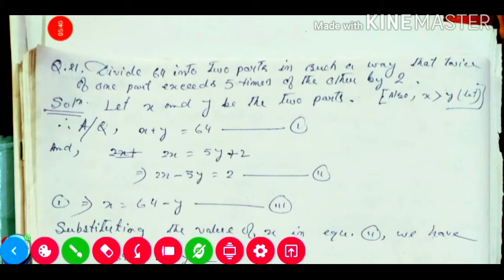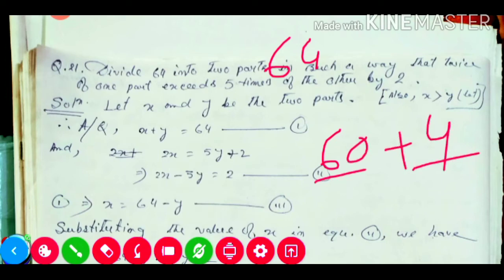Question number 21. Divide 64 into 2 parts. 64 is our given. This 64 you need to divide into 2 parts. Just we are not able to divide this one like 60 plus 4. Not like this. We are not able to divide in this way.